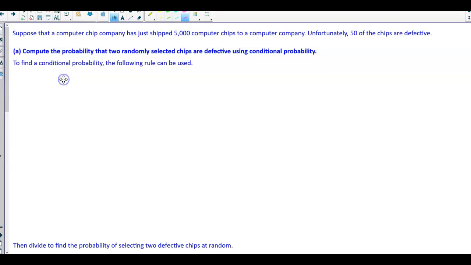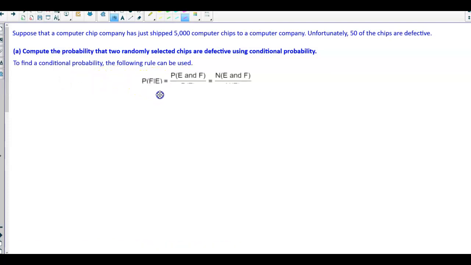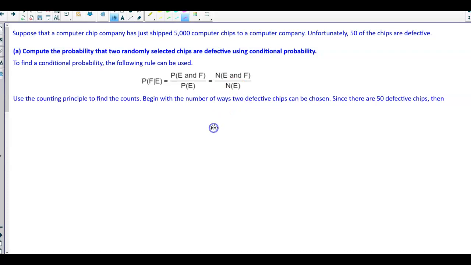Now remember that to find a conditional probability, the following rule can be used. The probability of event F occurring, provided E has already occurred, is equal to the probability of event E and F divided by the probability of event E, which is equal to the number of outcomes or times that E and F occur divided by the total number of outcomes of event E. So we want to use the counting principle to find the counts.